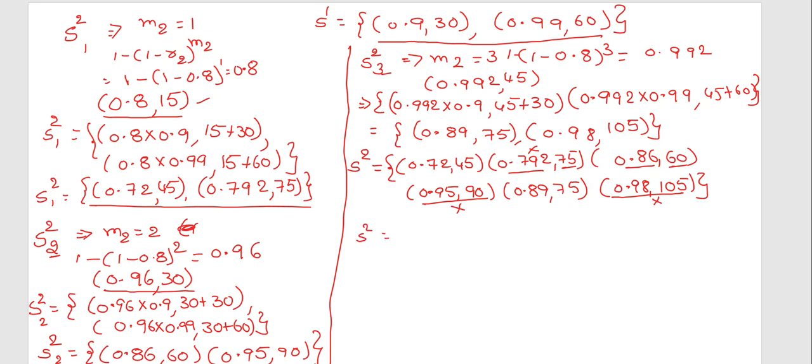So compare. Here the cost is 45, reliability is 0.72. Here the cost is 60, cost is also increased, and reliability is 0.86. Here the reliability is 0.89, here 0.86, and cost 75, cost 60. Here the reliability is high, cost is high, no problem. Inverse relation is not applicable. Finally, after removing the 3 pairs, these 3 are the remaining pairs.